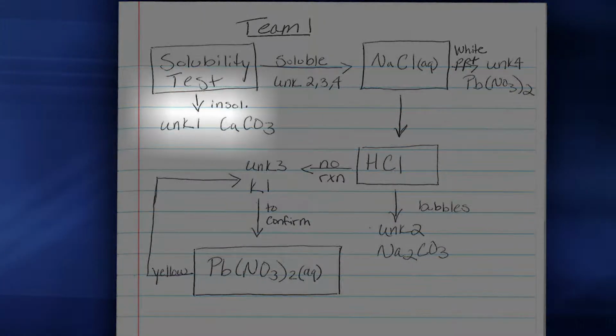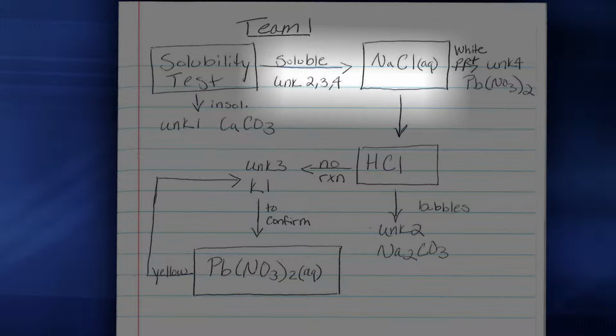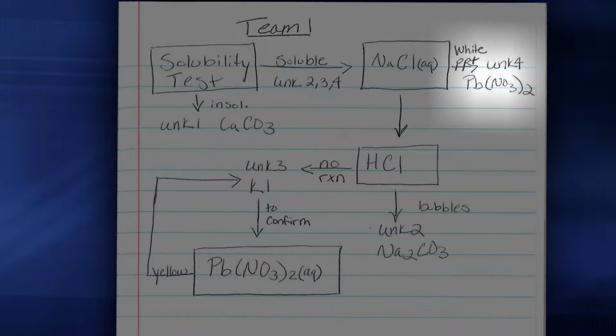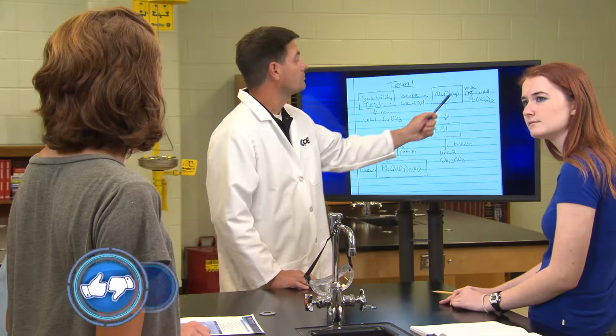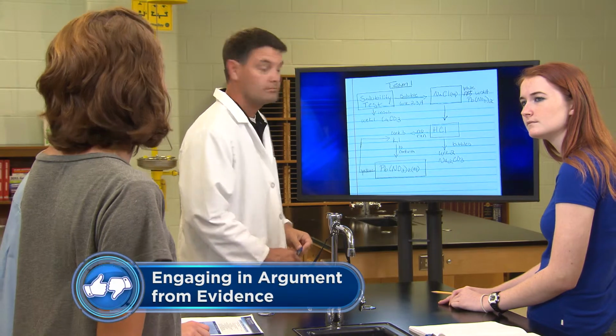Unknown number 1 was the only one insoluble in water, which tells us that it's calcium carbonate. Then we mixed unknowns 2, 3, and 4 with the sodium chloride solution. Unknown number 4 produced a white solid precipitate. Looking at the solubility table, we identified unknown 4 as lead-2 nitrate because lead-2 chloride is insoluble.